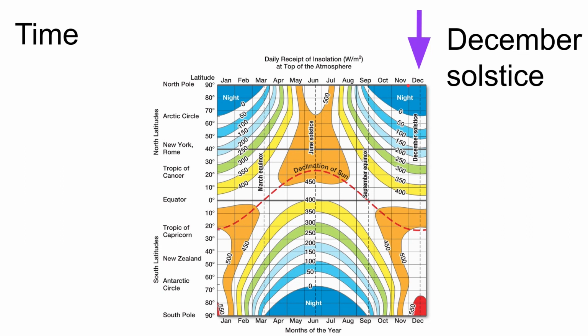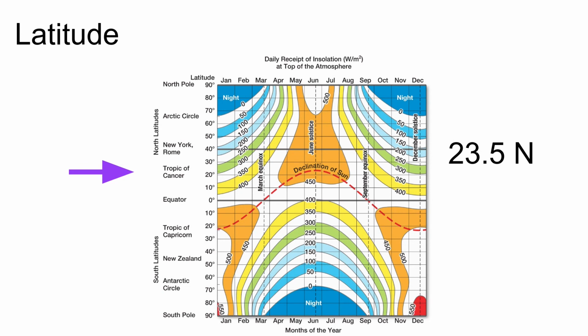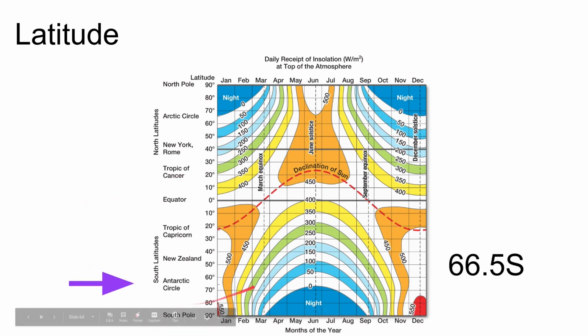So across the top, we've got time. Across the side, we've got latitude. Again, some latitudes: 40 north, 23.5. There's a little tick mark for the tropics, and a little tick mark for the Antarctic Circle and the Arctic Circle.